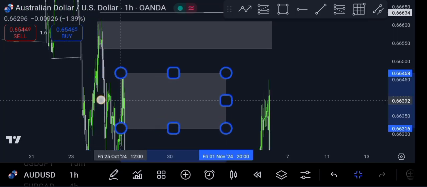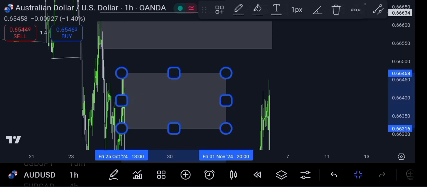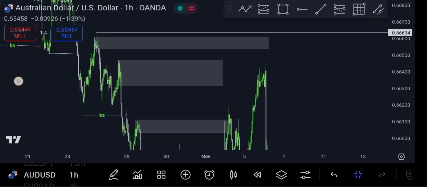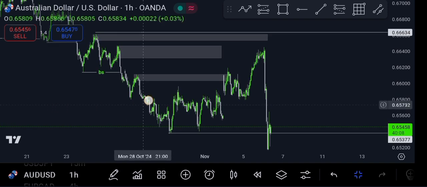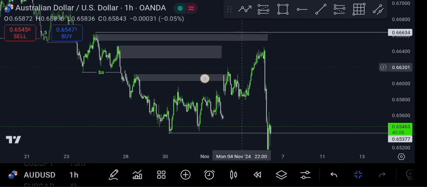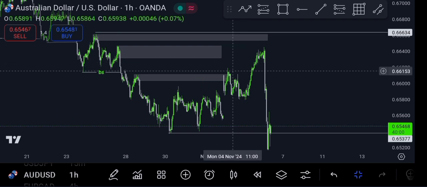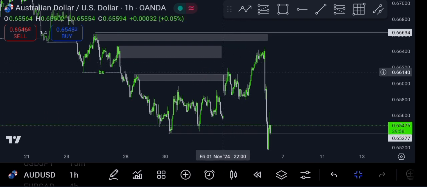Okay, let me fix my OP here. Okay, guys, so after marking my order blocks, the market was around here. The market was around this high here, this point here, when I marked my order blocks.